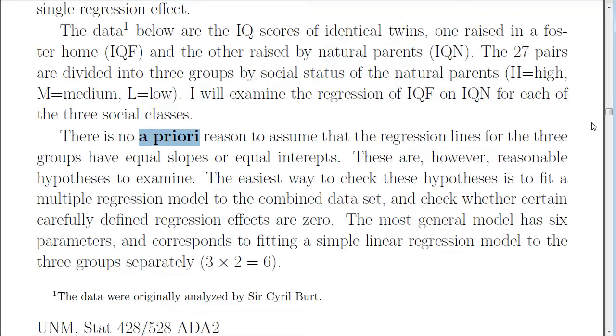So we're going to start with the most flexible model possible in order to observe those differences if they exist. And the most general model has 6 parameters. Think of it this way: we've got 3 groups, high, medium, and low, and we are relating IQ scores between the natural and foster parents. If you were to fit a single regression line to each social status, that would be a slope and intercept, and you do that 3 times. So that's 3 slopes, 3 intercepts, that's 6 parameters.